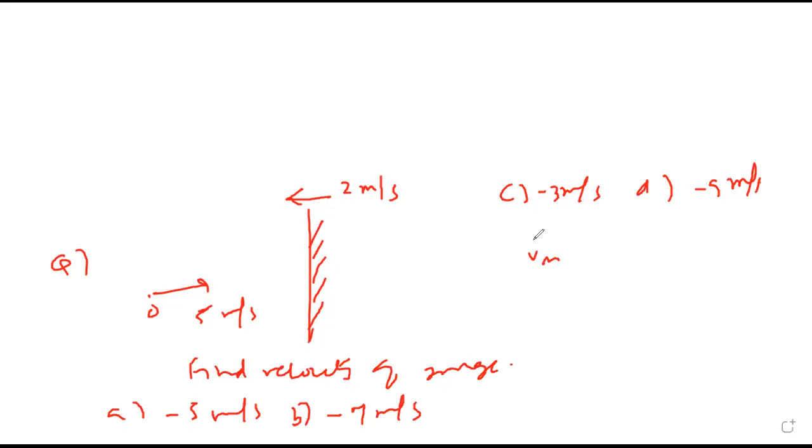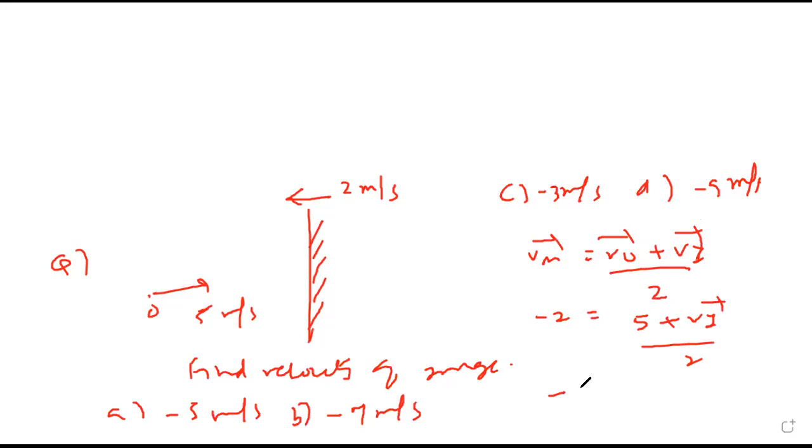Now we know the velocity of the mirror is velocity of object plus image upon 2. The mirror is 2 but on the left-hand side, therefore minus 2. The object is 5 on the right-hand side. The image we have to calculate, upon 2. So minus 4 equals 5 plus velocity of image. That means minus 9 equals the velocity of image. Okay, got it? Option D.